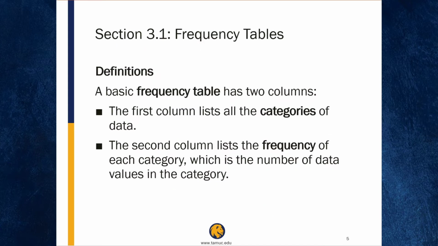So the definition here says a basic frequency table has two columns. The first column lists all the categories of data. The second column lists the frequency of each category, which is the number of data values in each category.